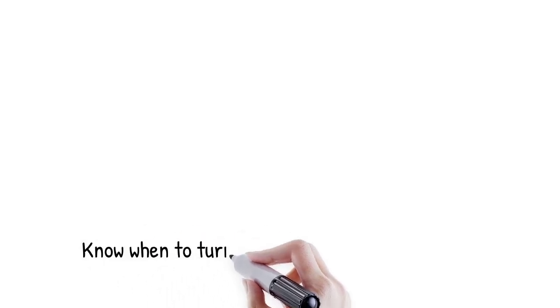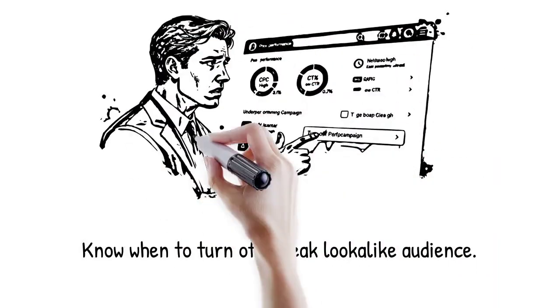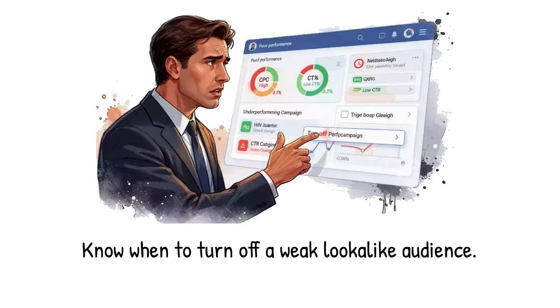When to kill a lookalike audience. Turn off a lookalike if CPC is too high, CTR is below 1%, add to cart rate is weak, ROAS is negative, frequency rises too fast. Lookalikes are powerful, but not all of them will perform.